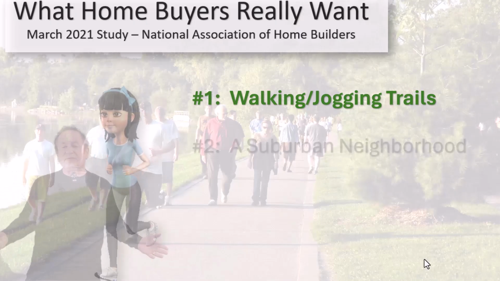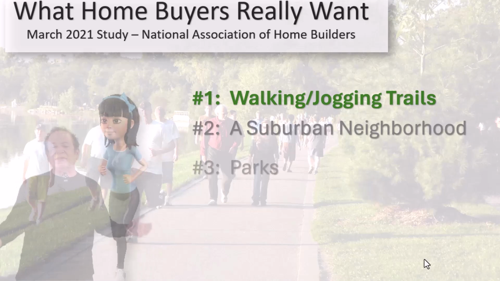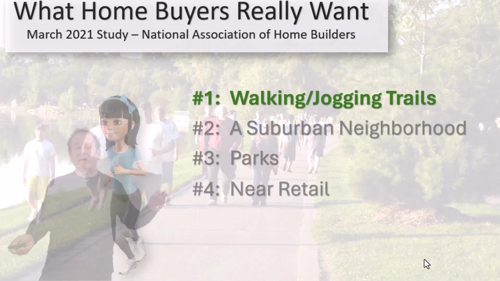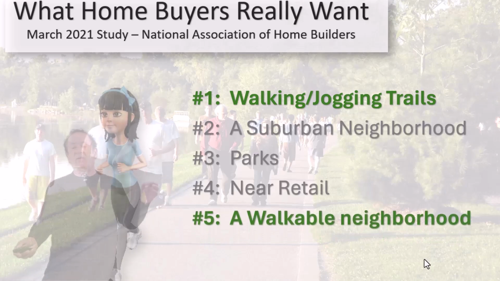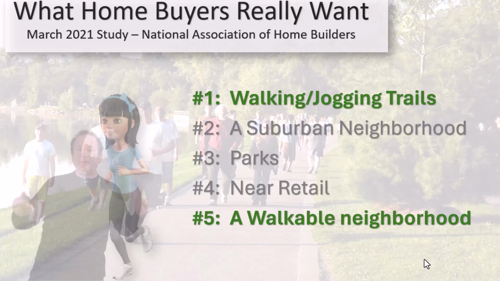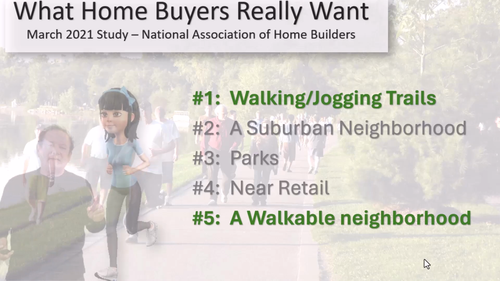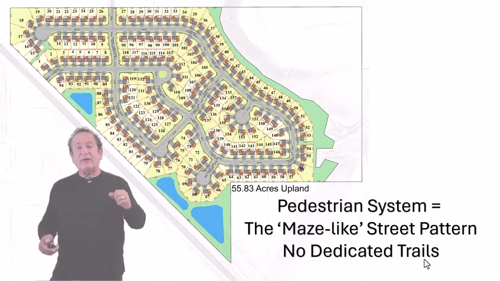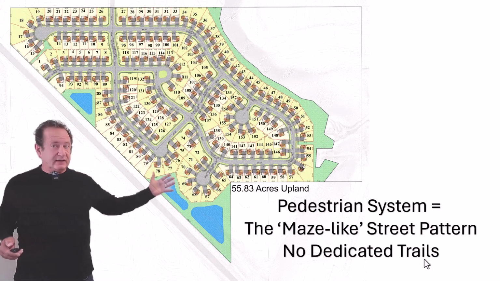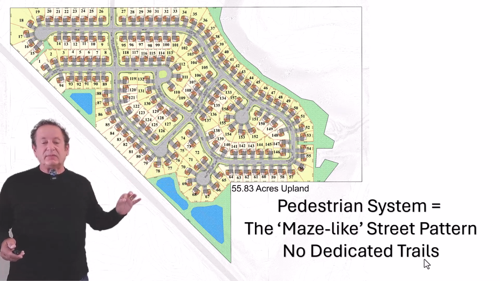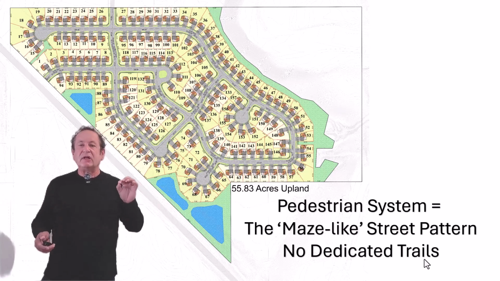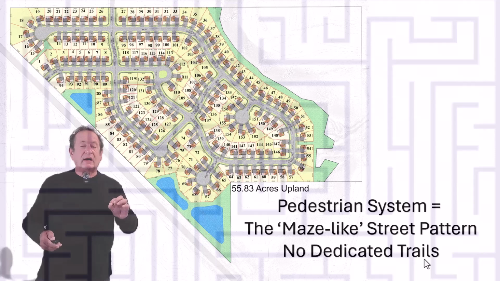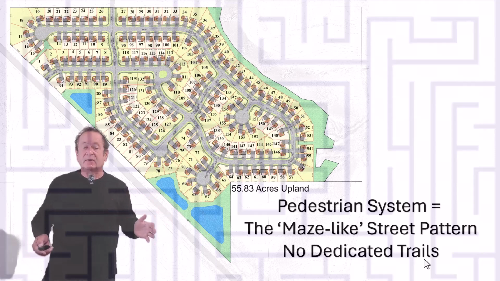In a more recent study by the NAHB, what are the 5 things that home buyers want? They want walking trails, a suburban neighborhood, parks, they want to be near retail, and they want a walkable neighborhood. Wait a second, that's number 1 and 5, it's the same thing. When you've got a typical suburban design exactly like this one. This is the actual design. We did not do that, so these are real numbers. The city only requires a 5 foot sidewalk each side of the street. You've got a maze-like street pattern, which means you are not easily going to walk through that neighborhood, because you can't even easily drive through the neighborhood, as we'll soon see.